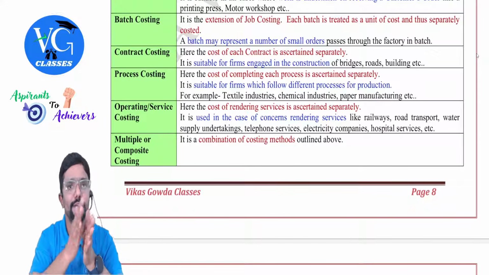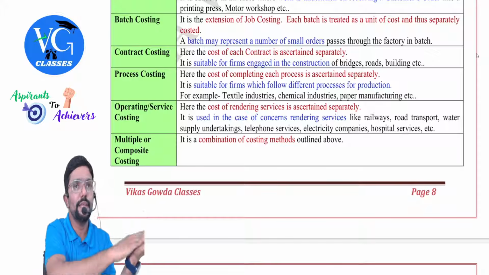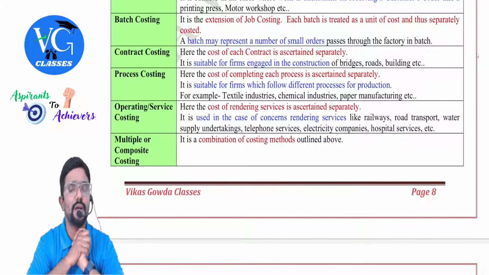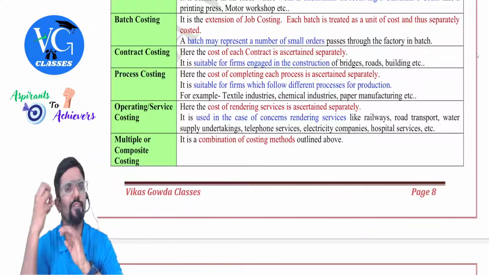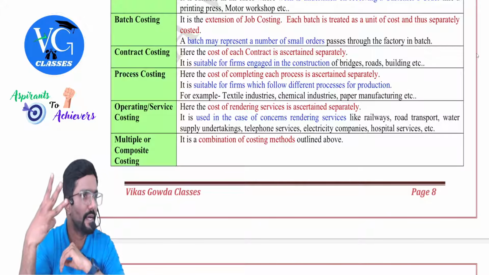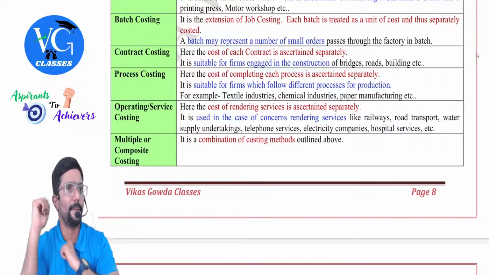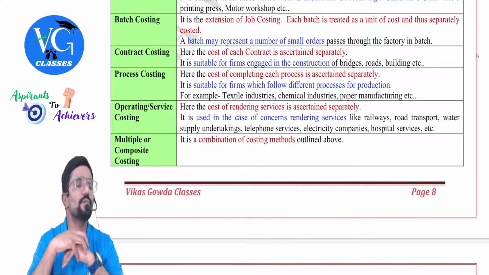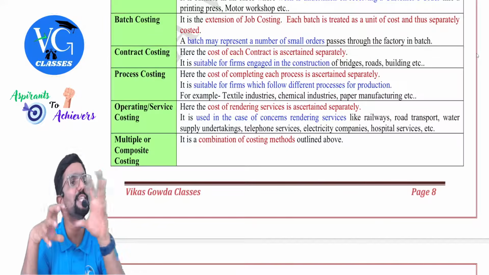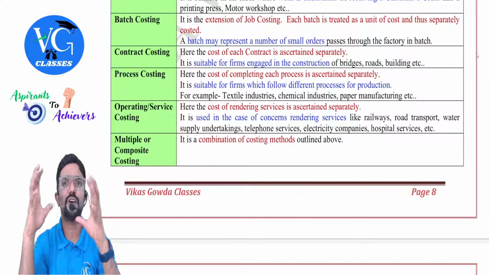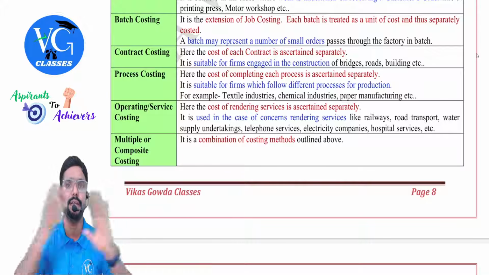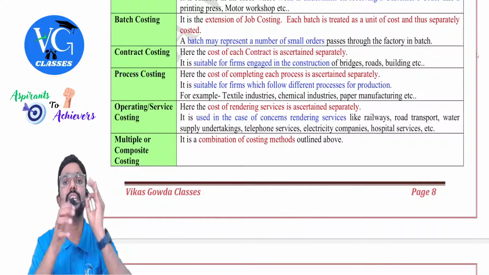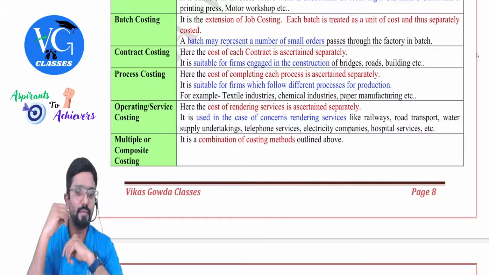Next, process costing. Guys, when I am following different processes to convert my input into output, it is better to follow process costing. Assume in my manufacturing process, I am following three processes. Clear? Process P, Q, R. Now I want to know the cost of each process. So under process costing, the cost object is each process. I will calculate the cost of each process separately, so that at the end of the year, I can also evaluate the performance of each process.